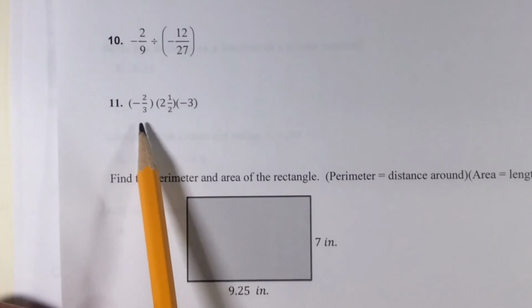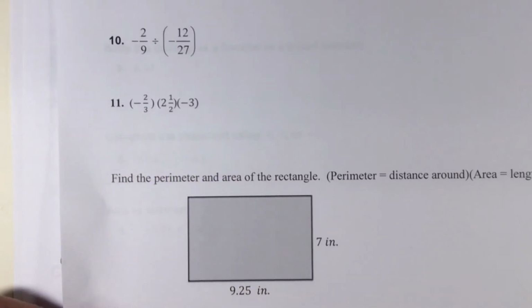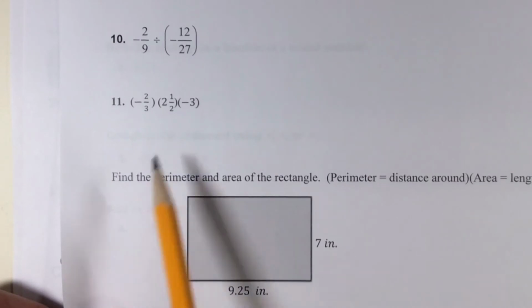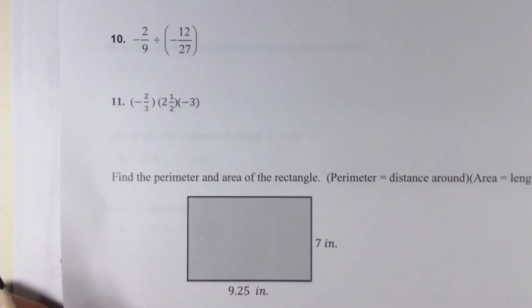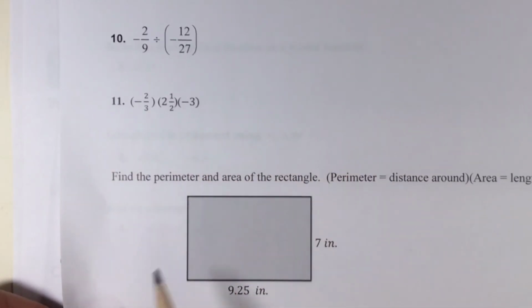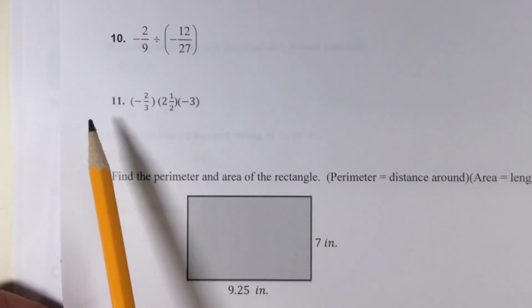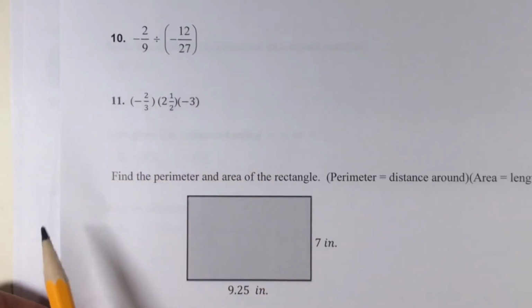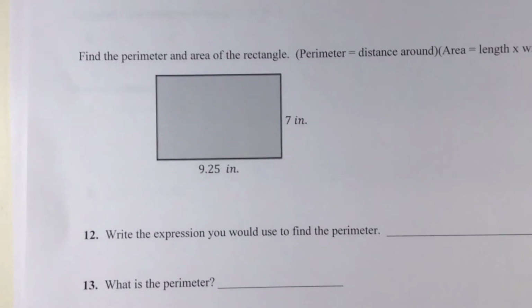Down here, we have 3 factors that we're multiplying. Turn them all into fractions first. And then multiply across the top for the numerator, multiply across the bottom for the denominator. And remember, an even number of negatives would make a positive answer. And then we've got this problem here.